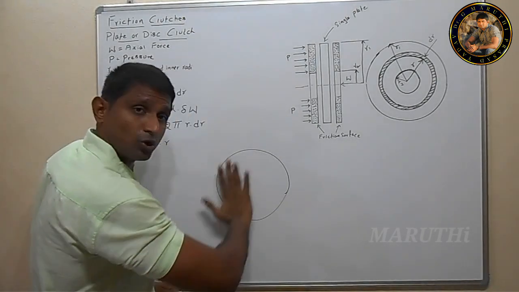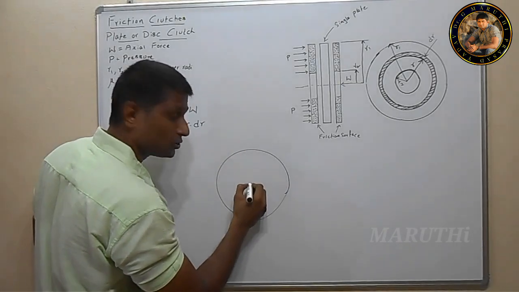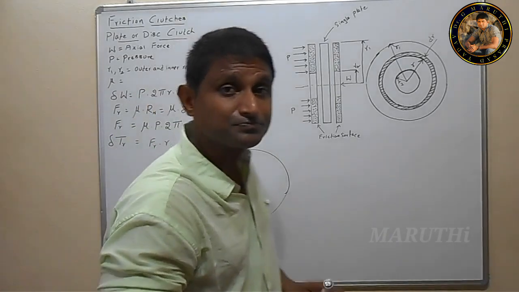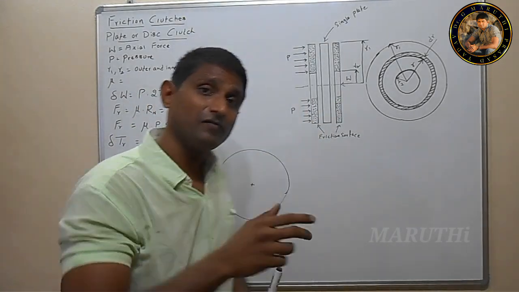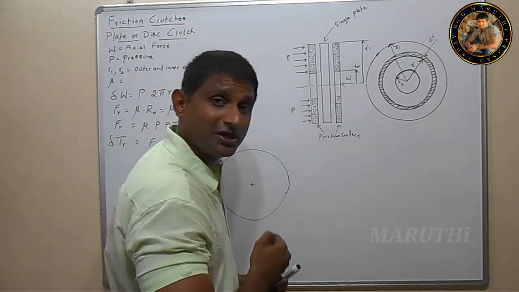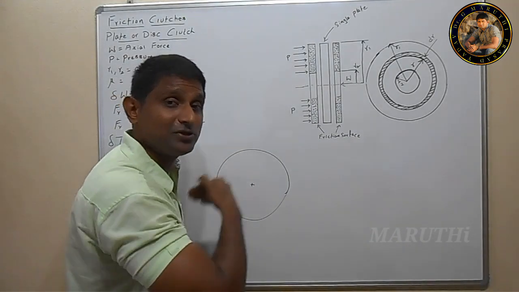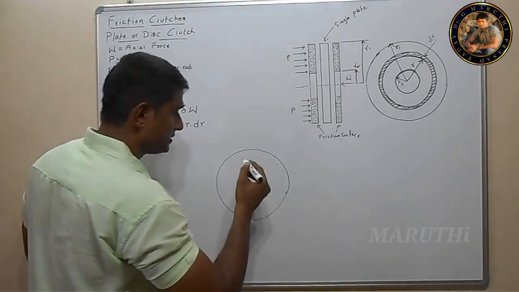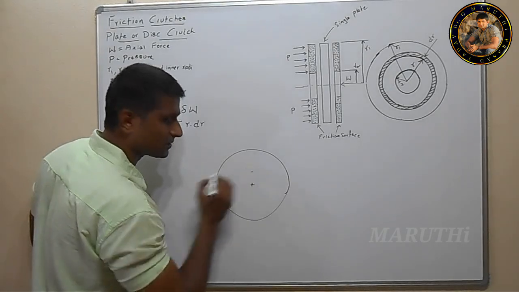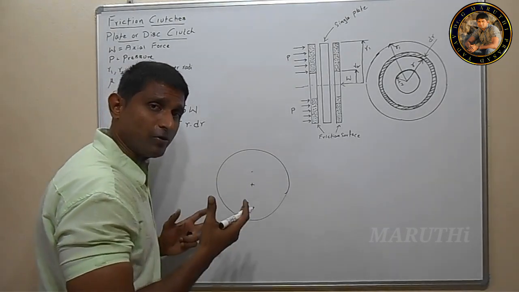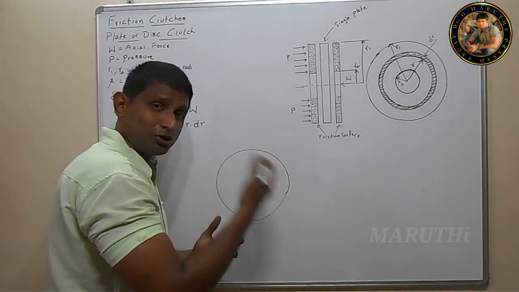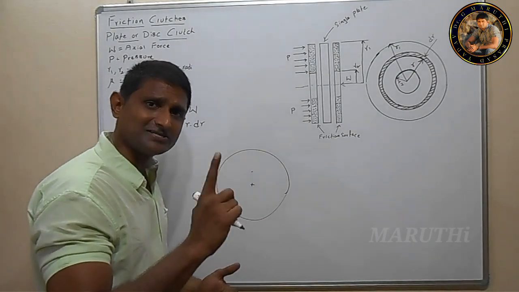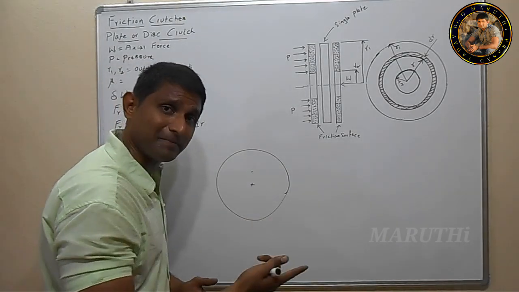When pressure is uniform throughout the plate, right from the center to the outermost edge, the velocity is different for a point nearer to the center compared to a point far away from the center. Let us see. If we take a point here, let us assume this plate is rotating with a speed of 1 rps, one revolution per second. Means in 1 second, this plate makes 1 revolution.